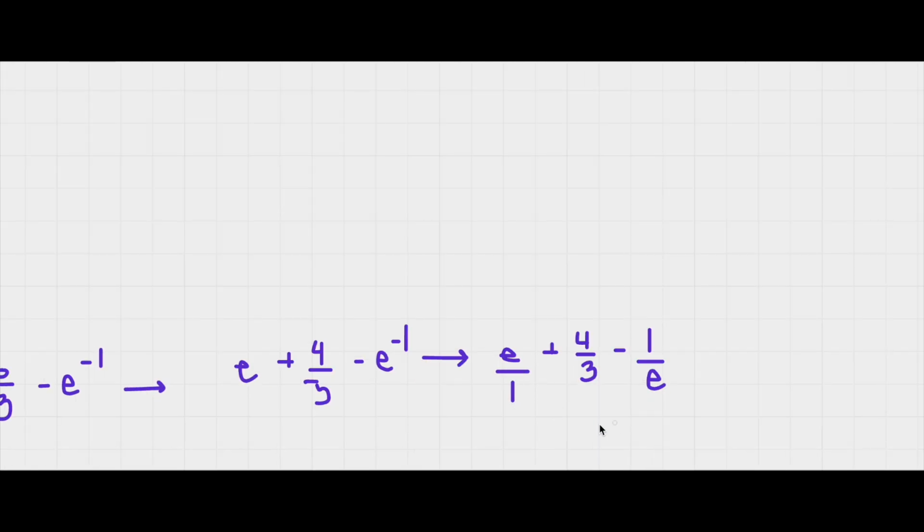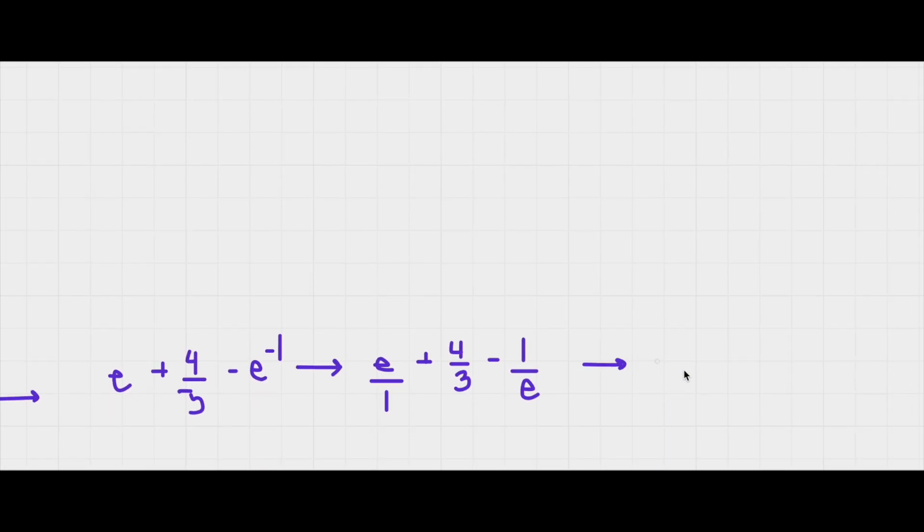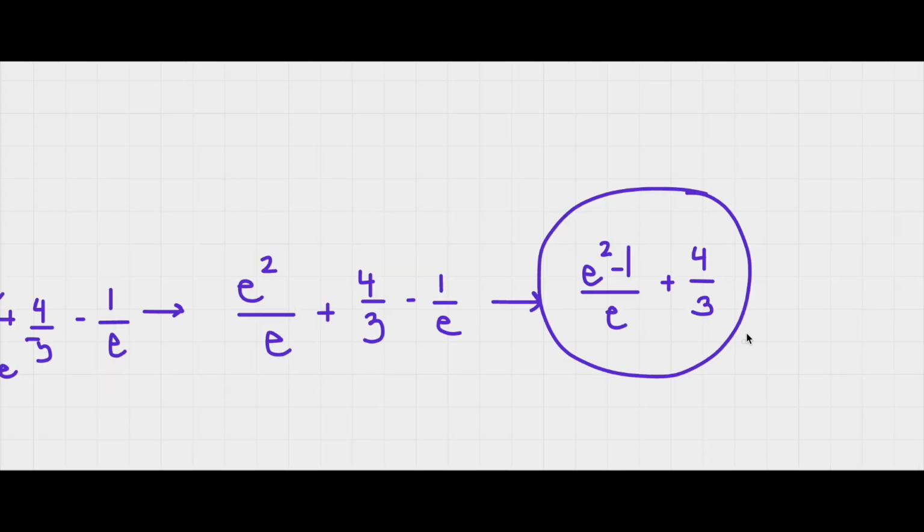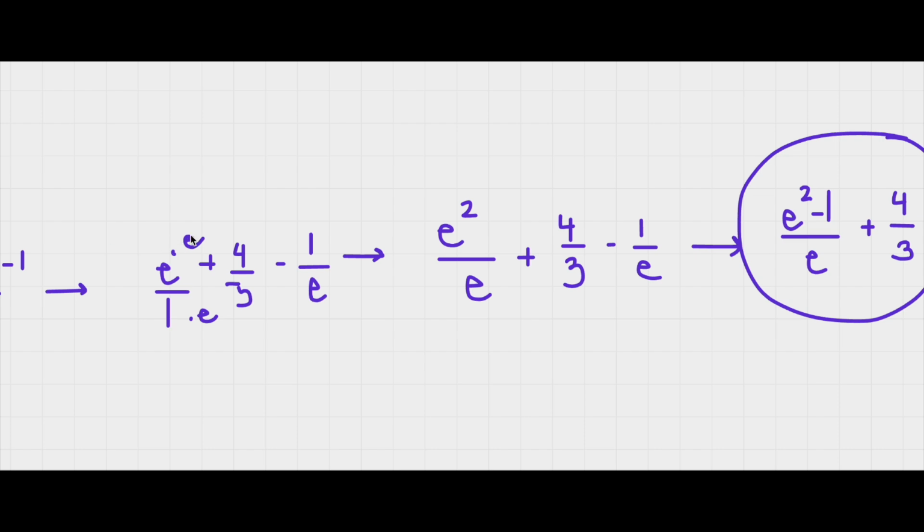And I'm going to make a common denominator here. If I multiply the top and bottom of this by e, I'll get e squared over e. So this becomes e squared minus 1 over e plus 4/3. This would be an exact number, and it would be units squared because it's area. If you do want to get a decimal, you can do that right at this step.